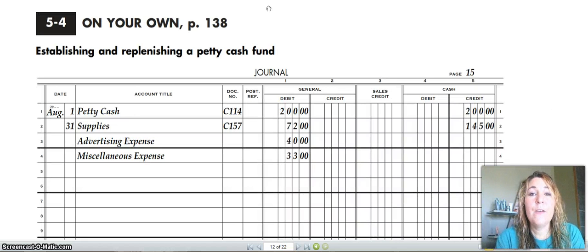Okay, here is 5-4 on your own. And I just want you to double check, make sure these are the same answers that you got. You should only have 2 different credits. Everything else should be in your general debit. So if that matches, then you are ready to go ahead and do your application problem for 5-4.